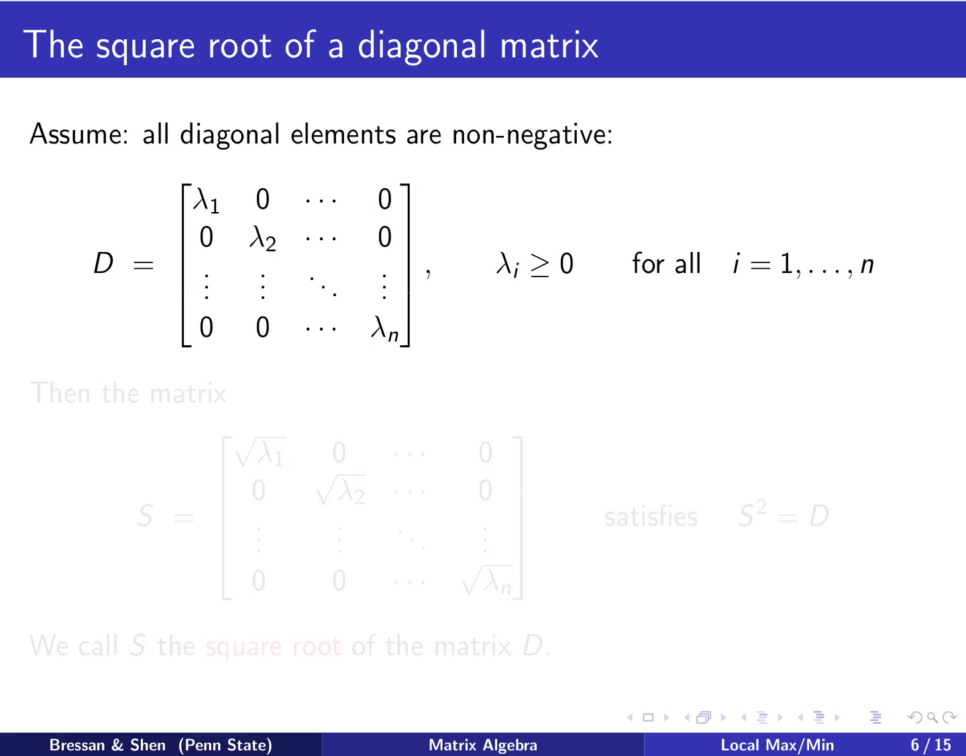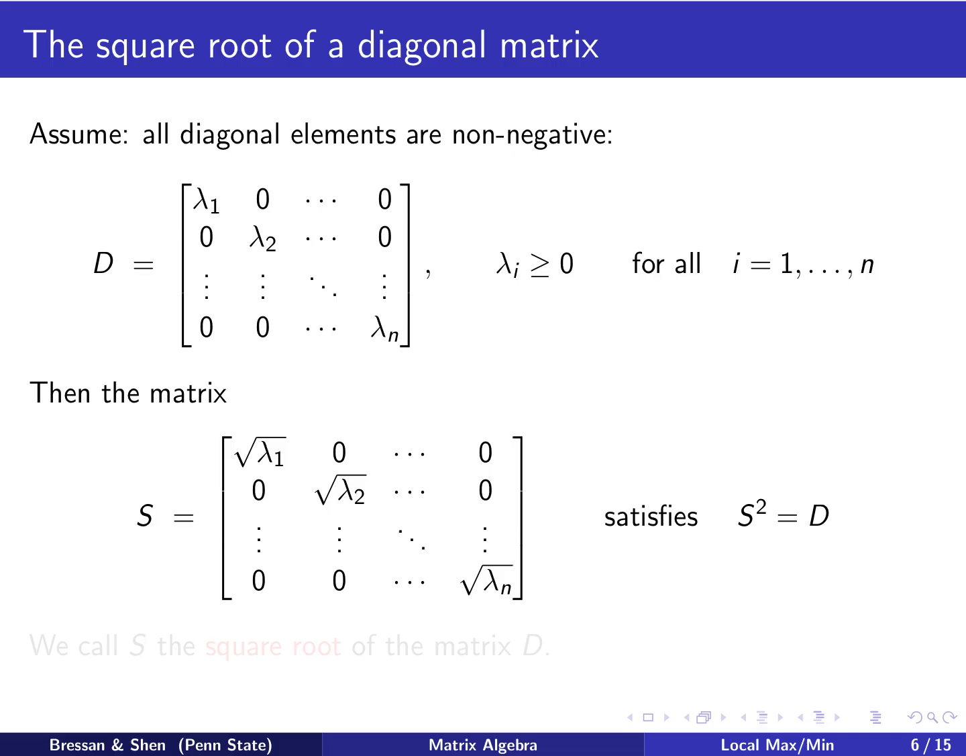Now let's see if we can define the square root of a diagonal matrix. So we assume now all the diagonal elements are non-negative, so we'll be dealing with real numbers. So D is the diagonal matrix where all the lambda i's are bigger than or equal to 0 for all i's.